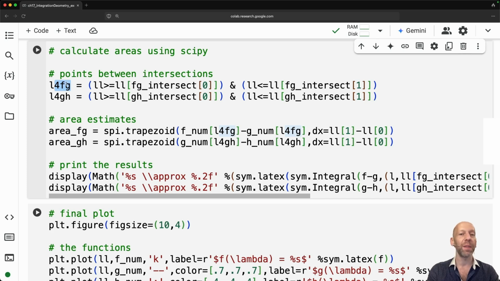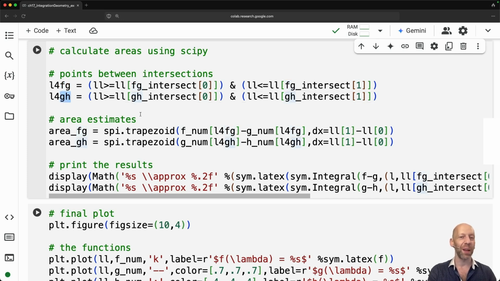So these are all of the lambda values that are between the intersection points for functions f and g. So where lambda is greater than or equal to the first intersection point and where lambda is less than or equal to the second intersection point, or the upper bound for our definite integral. Okay, so this is for functions f and g. Here's for functions g and h.